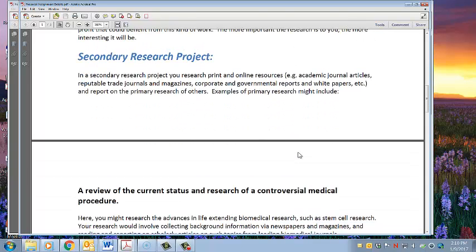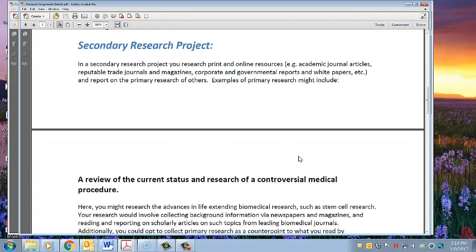The other option then is to do secondary research. Now, secondary research is essentially what you have been doing every time someone has assigned you a, quote, research paper in most of your classes across the last 4 years. So that means that you gather things like academic journals, trade journals, magazines, corporate and government reports, white papers, those sorts of things, and you compile all of those things into an extensive and exhaustive report that essentially is reporting on the primary research of other people.